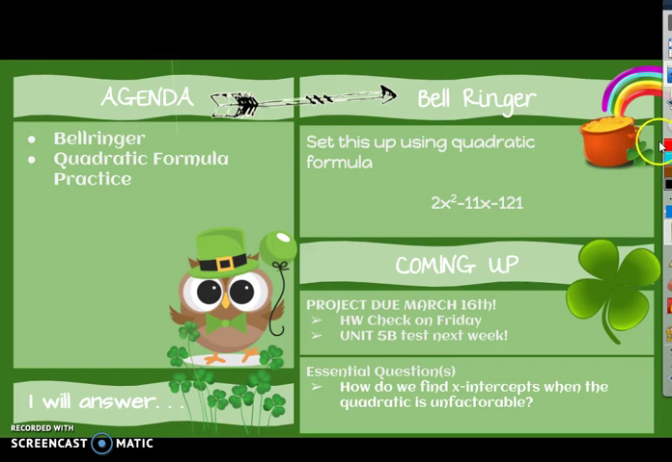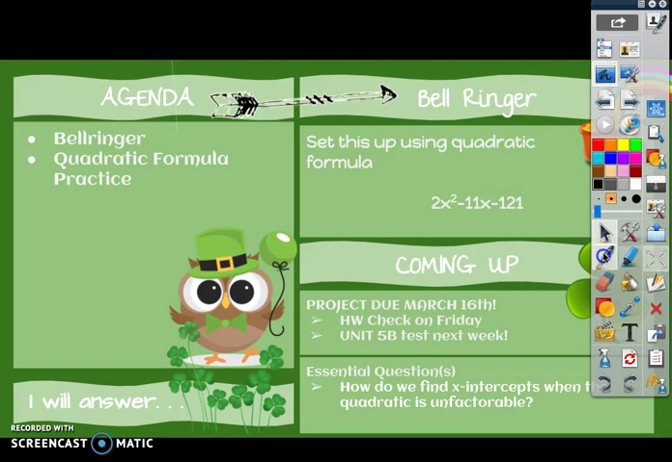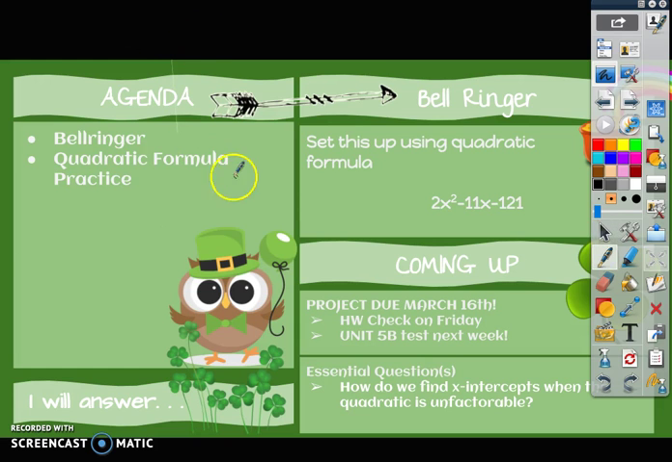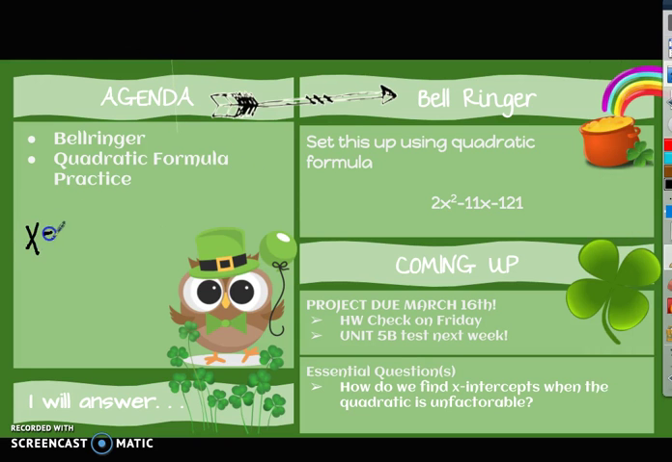Okay, so what is the quadratic formula? Square root. Alright, so all we had to do for our bell ringer today is to set it up using the quadratic formula. That's all I said was to set it up.